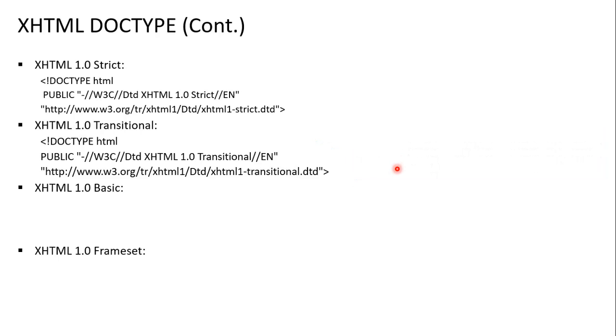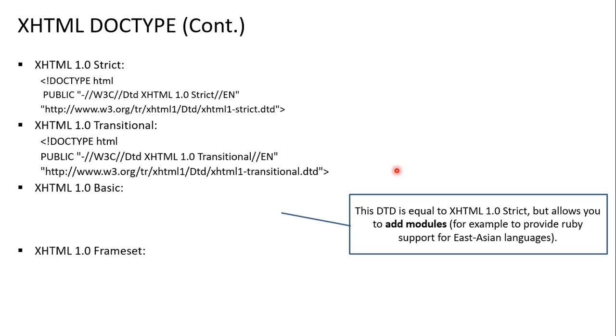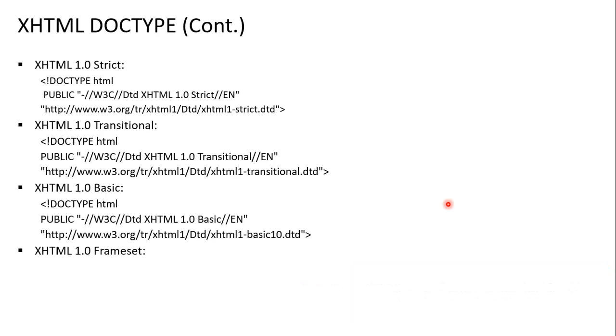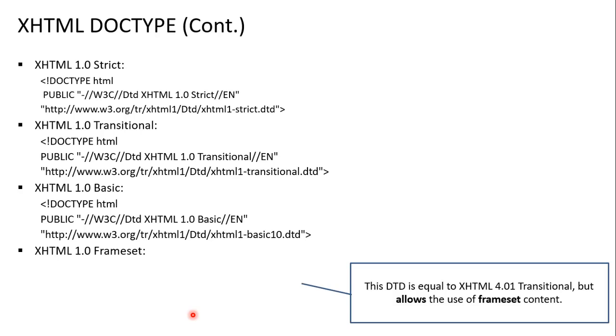Basic: this DTD is equal to XHTML 1.0 strict, but it allows you to add modules, for example to provide Ruby support for East Asian languages. So we can add more modules using this 1.0 basic. And frameset: this DTD is equal to XHTML 1.0 transitional but allows frameset content. These first three are not providing the frameset, but the 1.0 frameset will provide the frameset.